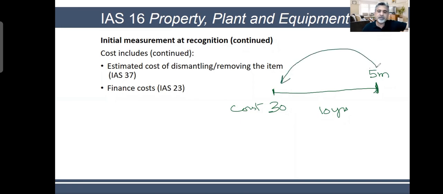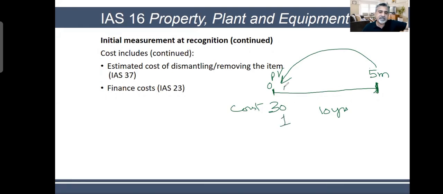So you find out its present value. We will discuss it in detail when we do IAS 37, but you find out the present value because 5 million would be an expense after 10 years. We are standing here in year 0, so we find out the present value of 5 million. Let's suppose it is 1 million.